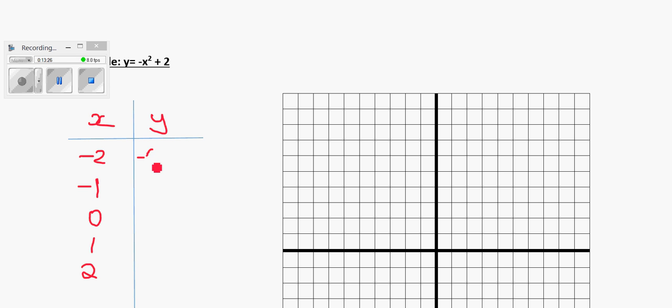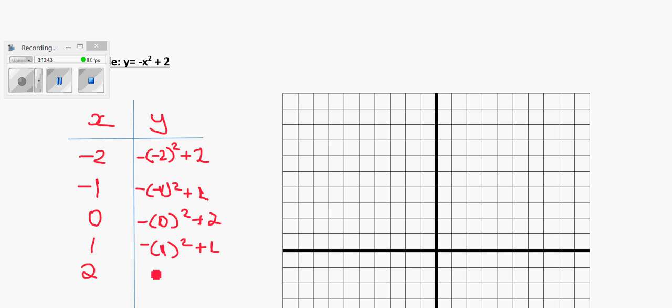We're going to get -2 squared plus 2, -1 squared plus 2, 0 squared plus 2, and so on. Okay, and so this is the same thing as just -2 times -2 is 4. So we've got -4 plus 2, which is equal to -2.